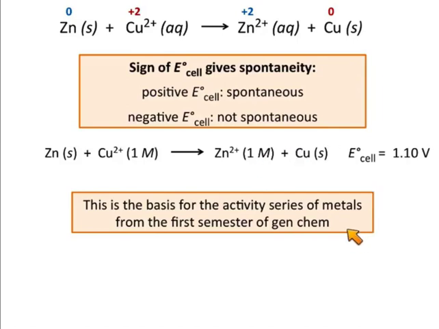Now, if in the first semester of Gen Chem you learned activity series, and you had this kind of arbitrary list of metals and whatnot in order, this is kind of the basis for why that all works. It's because a spontaneous reaction is going to have a positive cell voltage, whether or not you separate them physically. If this is positive, it's going to go forward.